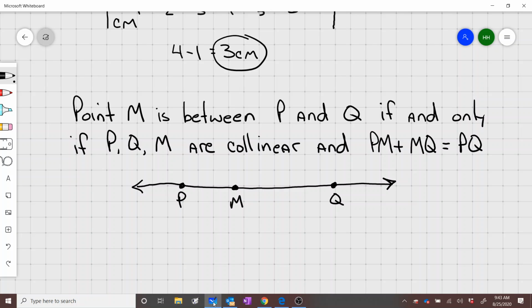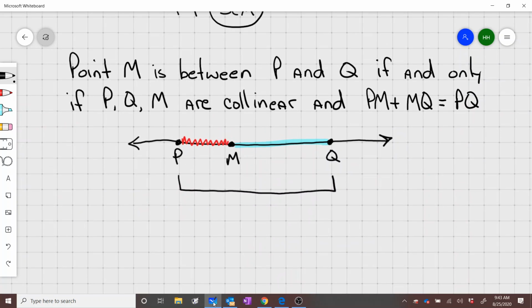They're collinear, aren't they? Well, isn't this red segment PM right here, P to M, plus M to Q, isn't the red segment plus the blue segment equal to the entire segment? Y'all see that? Okay? That's an important concept. It may seem crazy or simple or whatever, but we're going to use this concept. This is like the segment addition postulate. The red piece plus the blue piece equals the entire black piece. Alright? So PM plus MQ equals PQ.